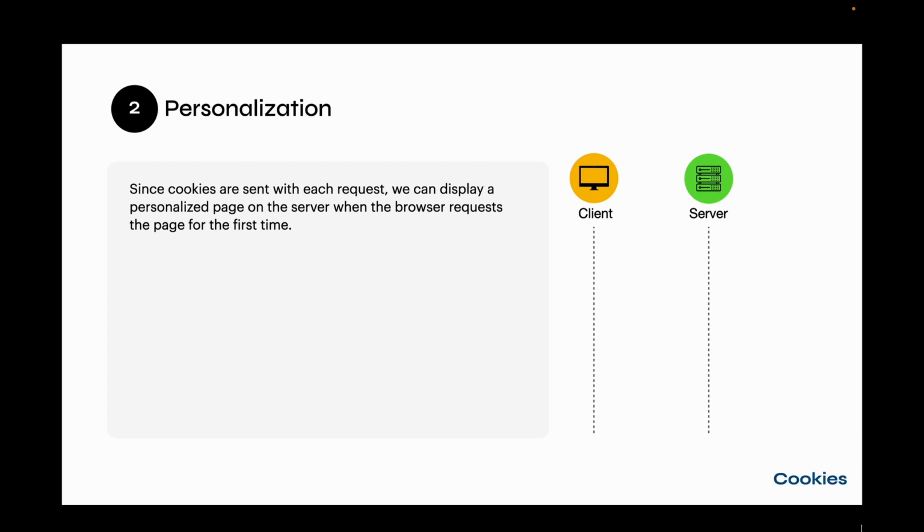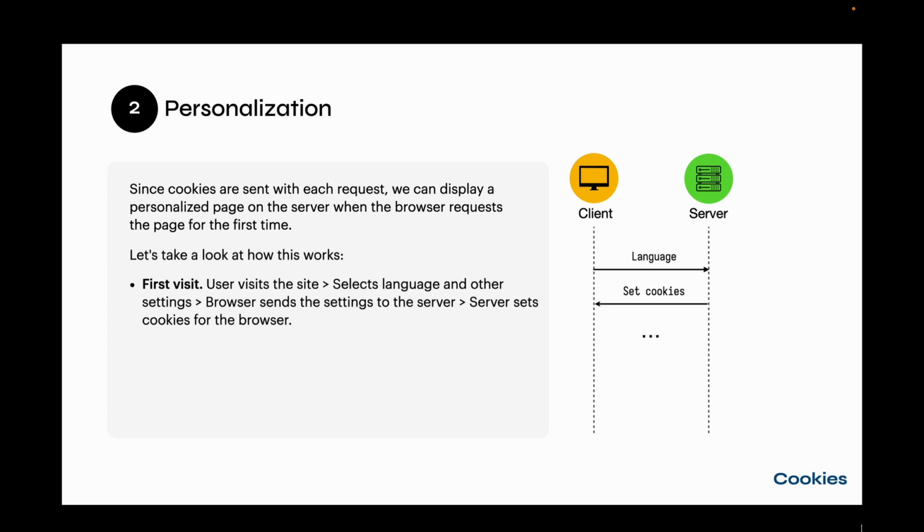Since cookies are sent with each request, we can display a personalized page on the server when the browser requests the page for the first time. Let's look how it works. First visit. The user visits the site, selects language and other settings. The browser sends the settings to the server. The server sets cookies for the browser.